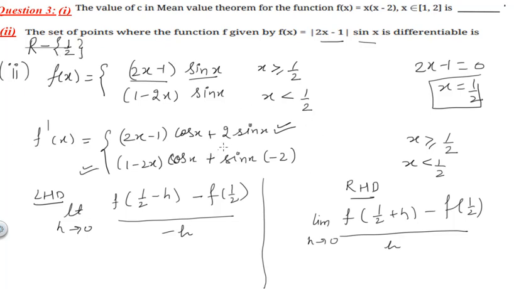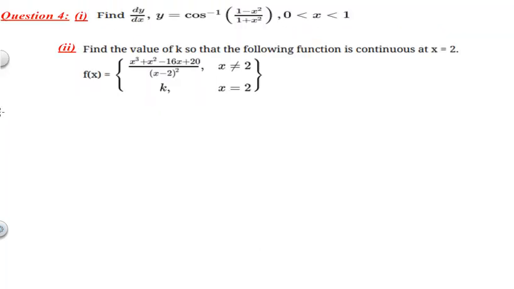Clear? Let us go to question number 4. In question number 4, first part, we have been given y equals cos inverse of (1 minus x square) divided by (1 plus x square), right? And x lies between 0 and 1. So we have to find dy by dx. To directly differentiate it will be difficult. You have to use the cos inverse formula, and then use the quotient rule.